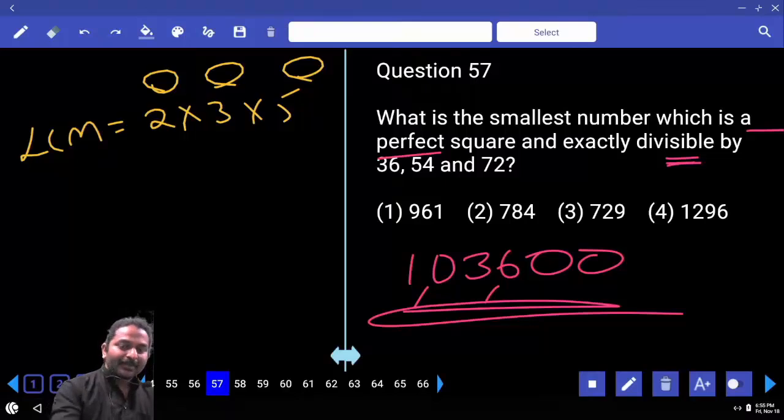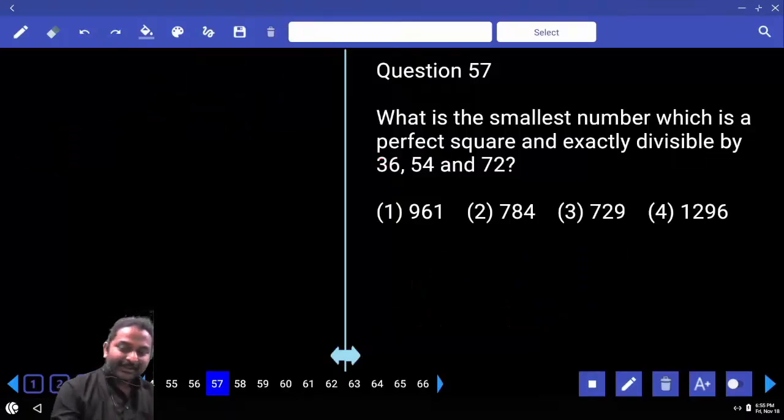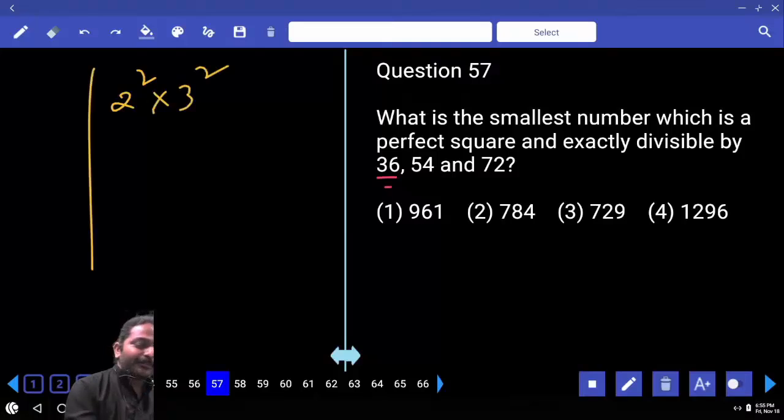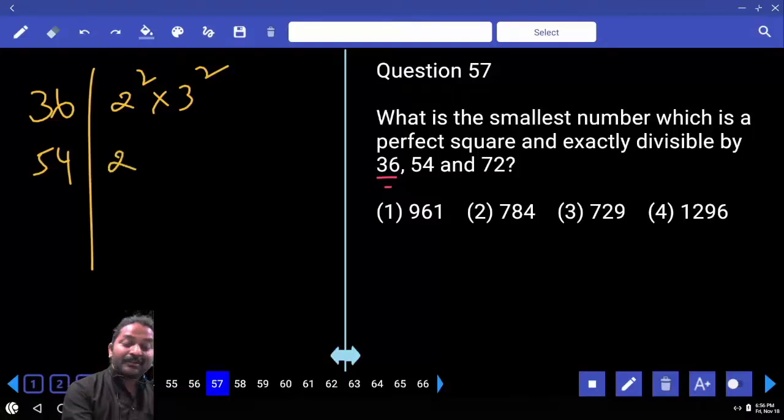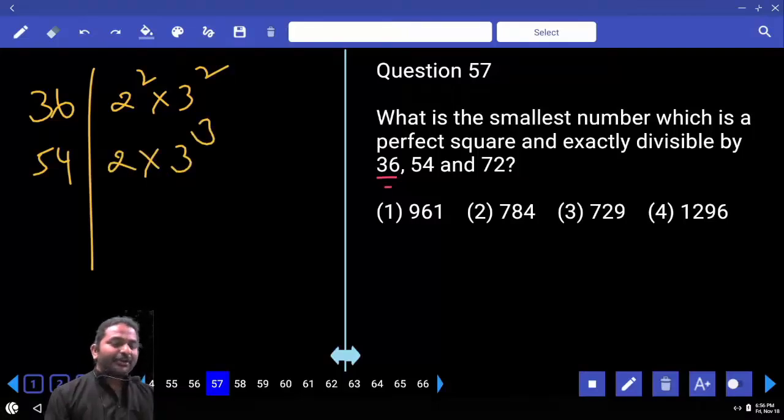Okay, come. 36, can we write it as 6 square? 6 can be written as 2 square into 3 square. Yes. Next, 54 can be written as 6 into 9. 6 can be written as 2 into 3, and 9 is 3 square, so that is 2 into 3 cube only. 72 can be written as 8 into 9.